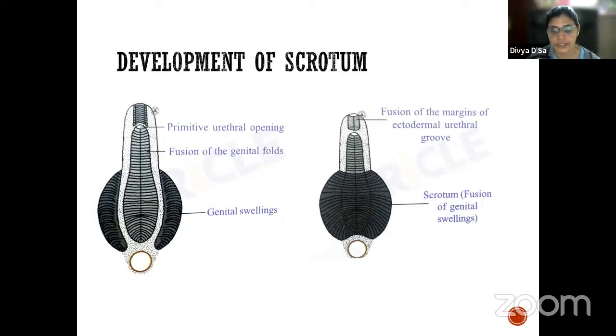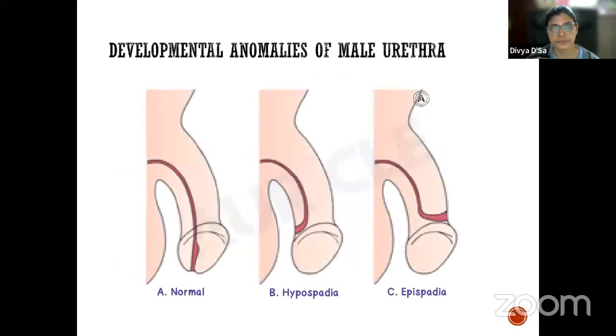Each scrotal swelling forms half of the scrotum, and the two halves are separated from each other by the scrotal septum in the center. So here there will be a septum. The line of fusion of these folds in the midline forms the scrotal raphe. Now, because of the origin of the male urethra from two different sources, there are two common conditions which arise.